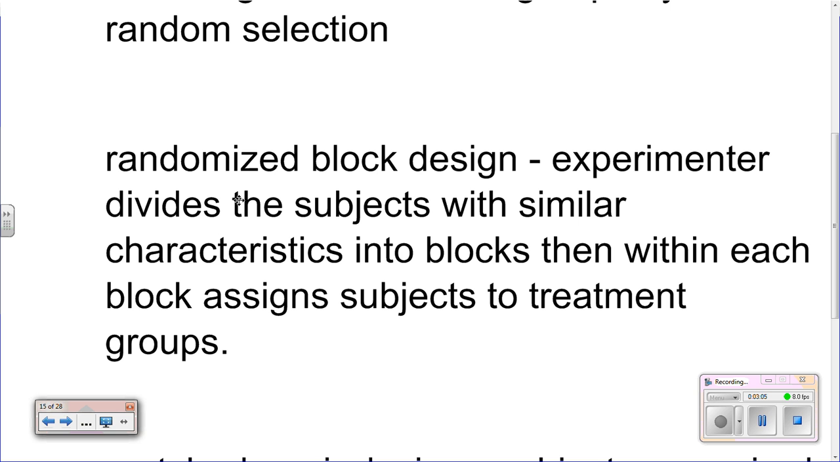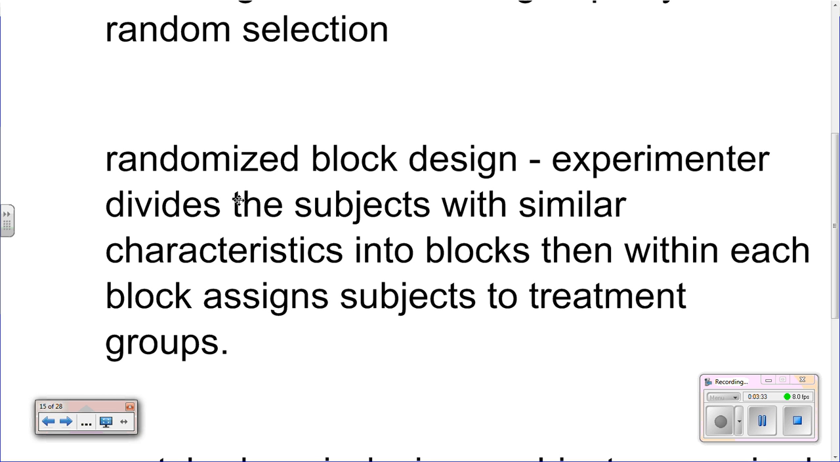There's the randomized block design. That's where the experimenter divides the subjects with similar characteristics into blocks. Then within each block assigns subjects to treatment groups. So this is where you could have females in one group because they have similar characteristics, males in another group, so that would be your two blocks. Then within your blocks, some of them would get treatments, some of them would be the control groups.